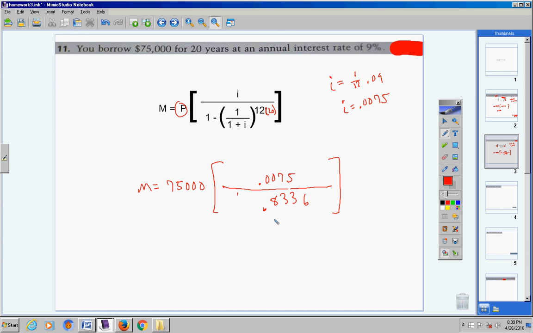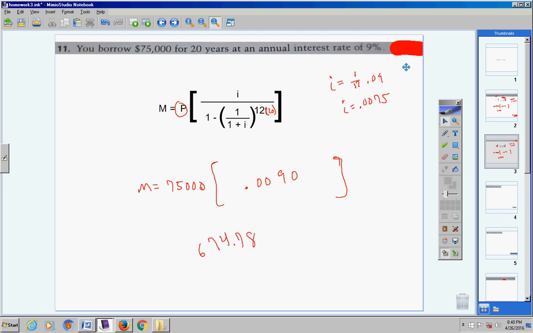Let's divide these two numbers: 0.0075 divided by 0.8336, enter, and we should get 0.0089971209. So 0.0090 times 75,000, and we're going to get a monthly payment of $674.78 approximately. So we're off just by 1 penny that time. And here's why we were so close on this one: we didn't have to do any rounding here. This was an exact number, so that makes a big difference.